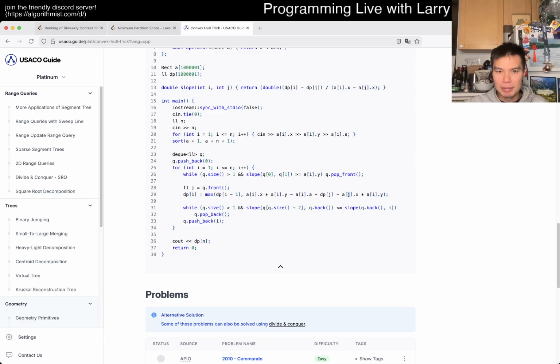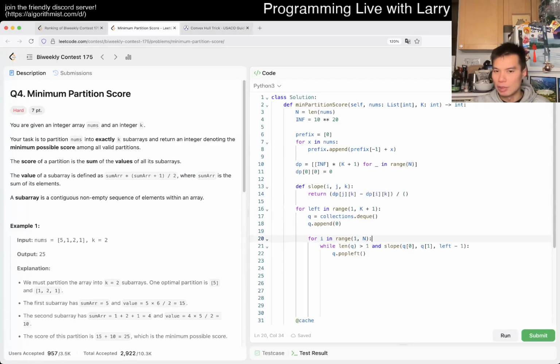Where does the j come from? Oh, j is the first element. So for a given I, it wants to find optimal j. So that's how, okay. So we try to figure out the optimal j from this Q. That's basically what this is saying in a slopey way. Yeah, okay, that makes sense. Still don't know how to figure out this slope though.